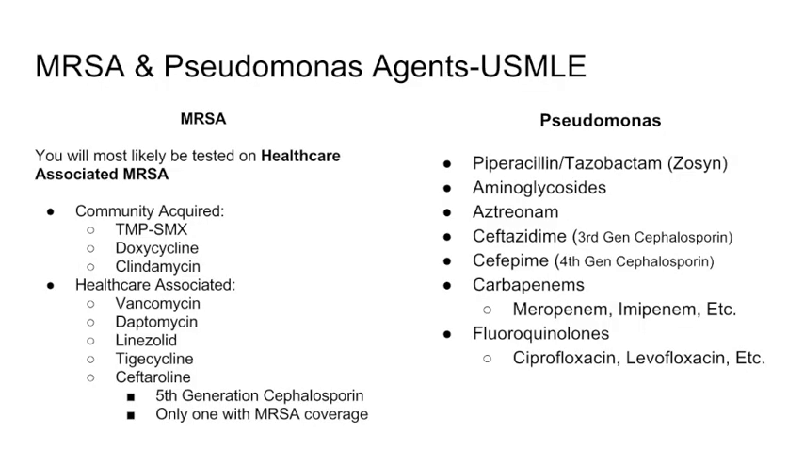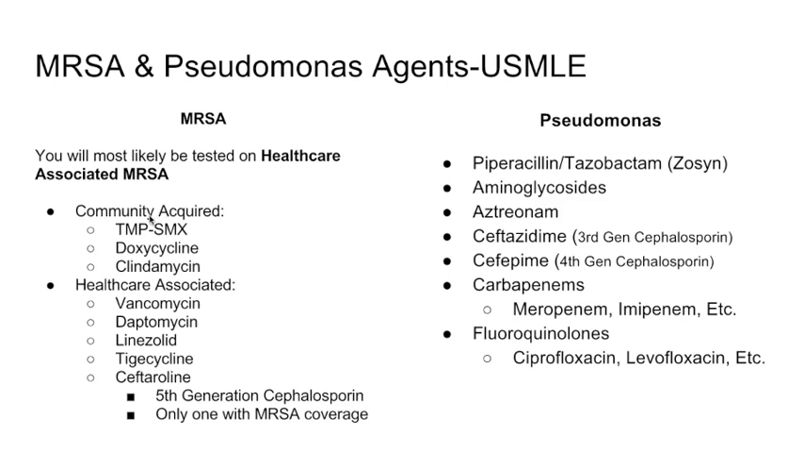What I will go through and what I want you to focus on is what drugs cover MRSA, which is methicillin-resistant Staph aureus, and what drugs cover Pseudomonas. These you will be tested on, again, not for this exam specifically, but more for Step 1. And I want you to have a background on what covers MRSA and what covers Pseudomonas. So MRSA can be classified into either community acquired or healthcare associated. Most likely you will be tested on the healthcare associated MRSA, but it's also good to know the community acquired MRSA.